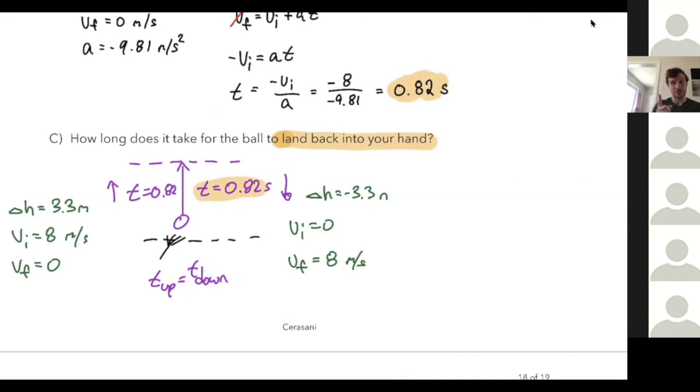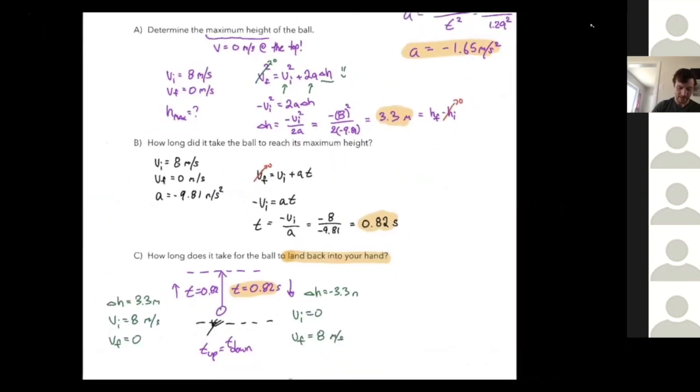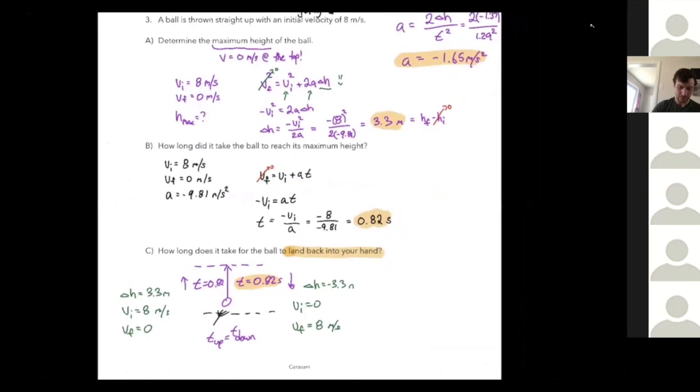If I asked you, how long does it take for the ball to hit the ground? Now that question's different, because now you're starting from this point, going up, but then coming all the way down to the ground. So the question looks a little bit different. Just be careful about the wording there. And cool, that is another type of these questions.